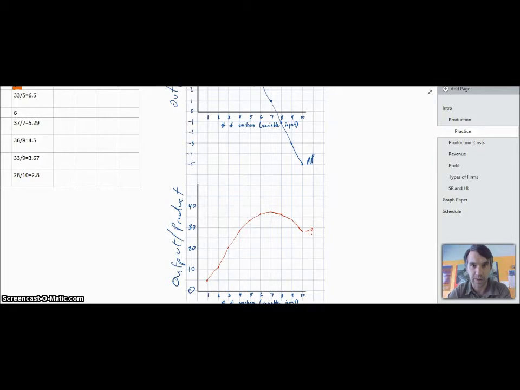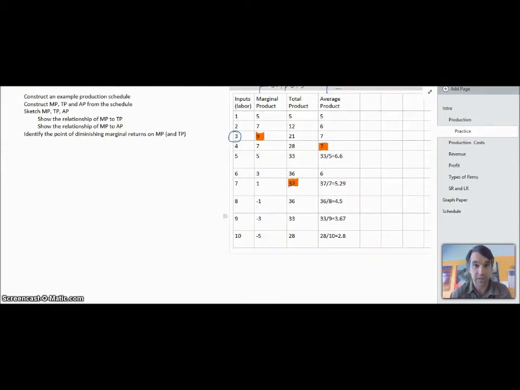Two things to talk about here. The relationship of MP to TP, and then the second one where it says identify the point of diminishing marginal returns on MP and TP.